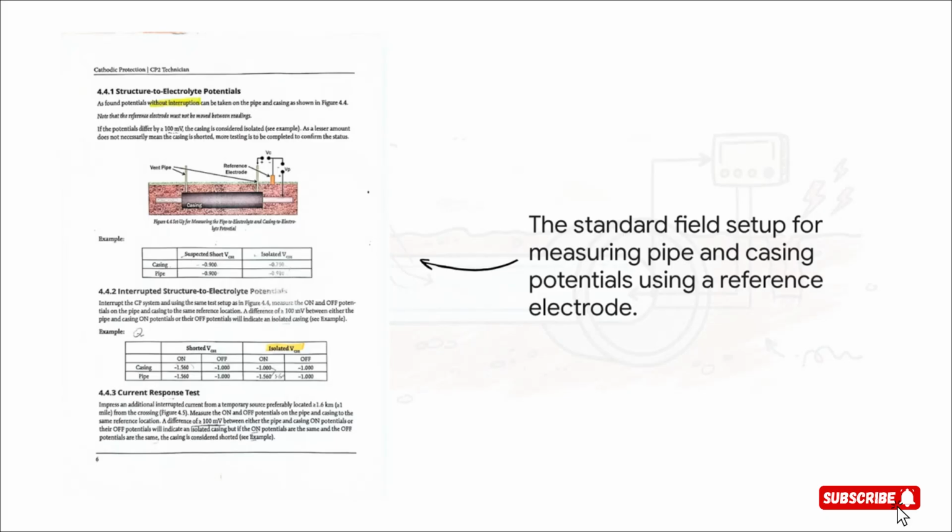And this is what the setup actually looks like when you're out there. The technician puts a reference electrode on the ground, which gives them a stable electrical baseline to measure from. Then, using a voltmeter, they connect to test leads that are permanently attached to the casing and the pipe, and they take readings from both. This lets you do a direct apples-to-apples comparison of what's happening electrically to both structures.